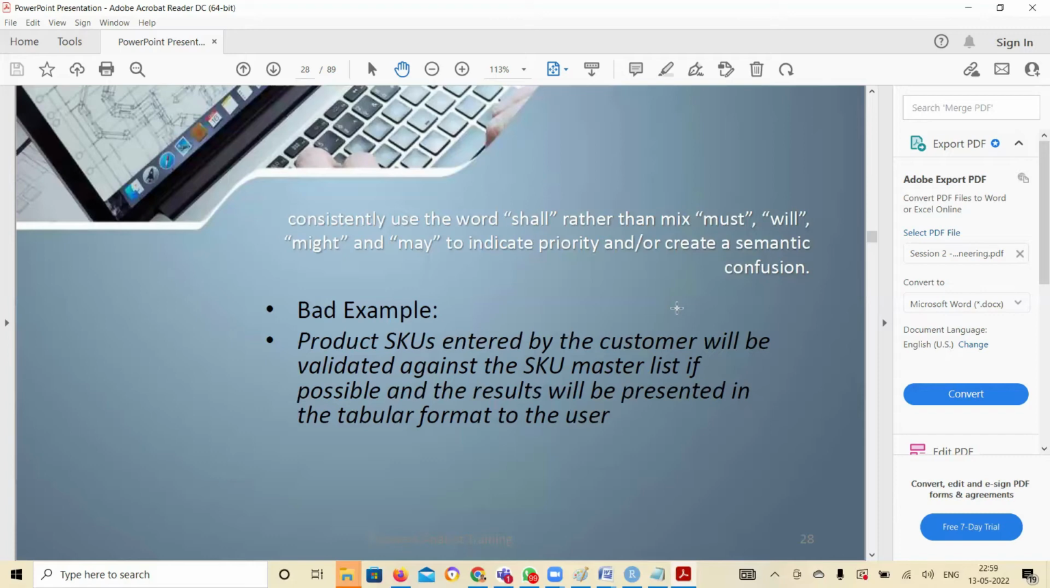Right. Okay. So the problem here is that the requirement is not written well, right? And there are multiple problems. See, product SKUs entered by the customer. Where does the customer enter the SKU? Validated against the SKU master list. What is there in the master list?